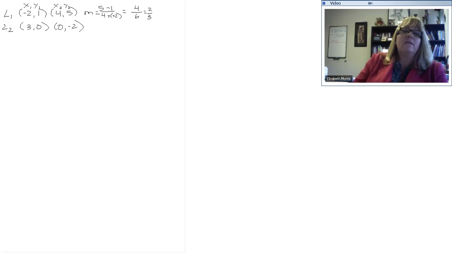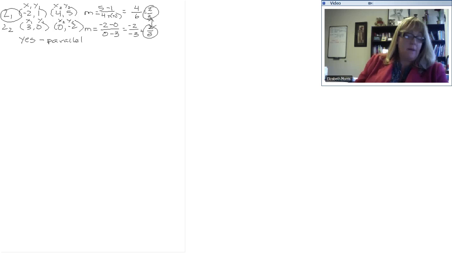Again, x1, y1, x2, y2. Line 1 slope was 2/3. Let's see what line 2 slope is. y2 minus y1 over x2 minus x1. Negative 2 minus 0 is negative 2, and 0 minus 3 is negative 3. What do two negatives make? A positive. Are they the same slope? Yep. So they are parallel.